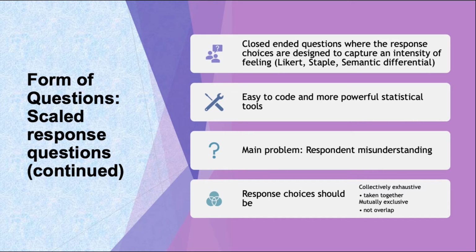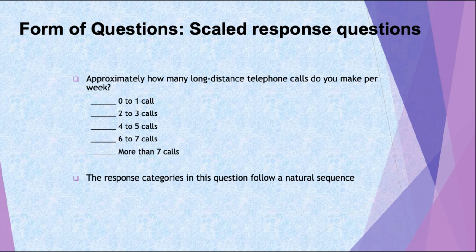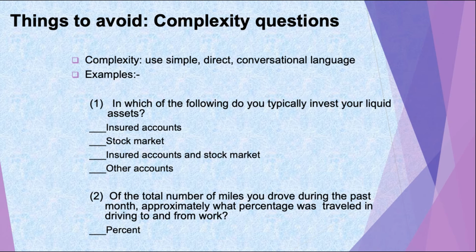As I said, sometimes they come to a situation where they misunderstand or are confused about what to answer. Also, response choices should be collectively exhaustive, and taken together, mutually exclusive and not overlapping. Overlapping means that if you ask approximately how many long distance telephone calls you make per week, and you put first 0 to 1, then 1 to 3. If someone has one call, where do you put it? In the first or in the second? So this is overlapping.